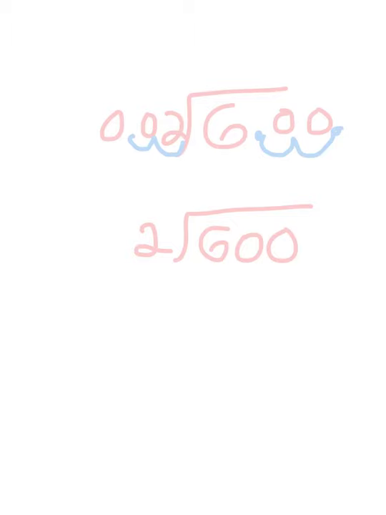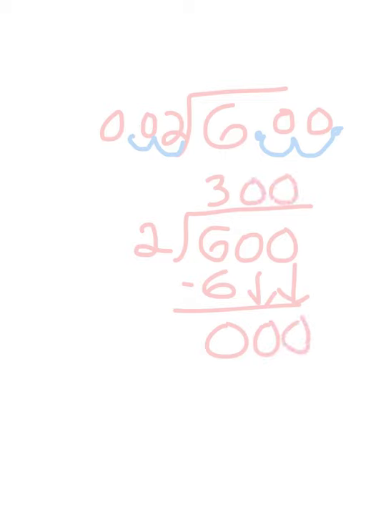So 2 goes into 6 3 times. 2 times 3 is 6. I subtract. And if you notice, all I have left are zeros to bring down. If you only have zeros to bring down, you can put your zeros up. So if you look back at that original problem, how many 2/100 are in 6? There are 300.